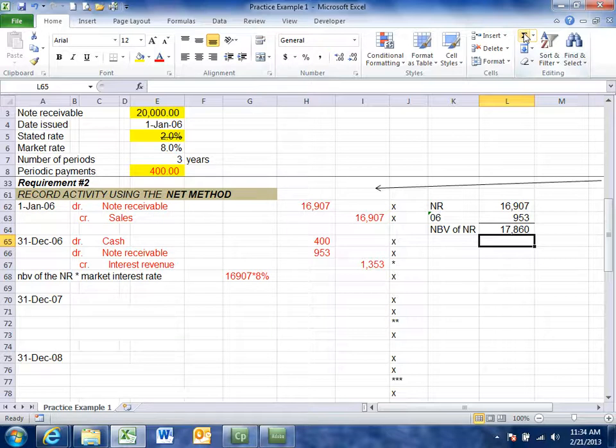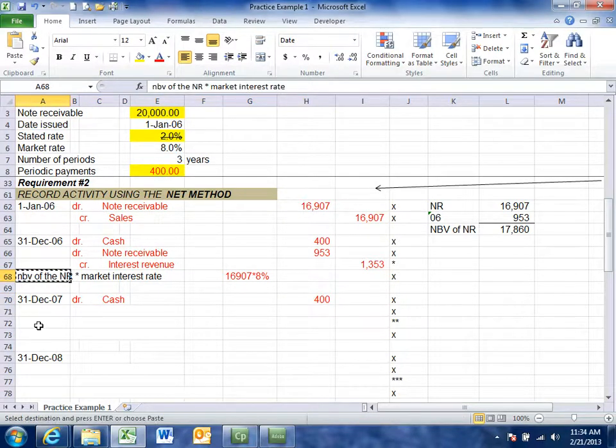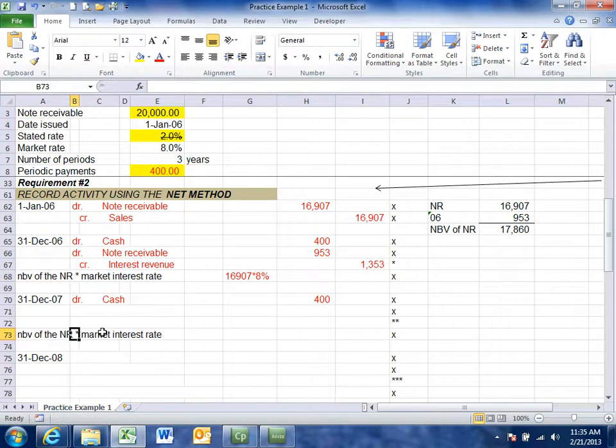The second thing that I deal with is the interest revenue. So I'm going to calculate and record my interest revenue. Nothing's changed. Interest revenue is still calculated as the net book value of the note times the market interest rate. So now the net book value of this note is sitting at $17,860. The market rate is still 8%. So my credit to interest revenue is $17,860 times 8%, or $1,429. Again, the exact same number we got under the gross method.